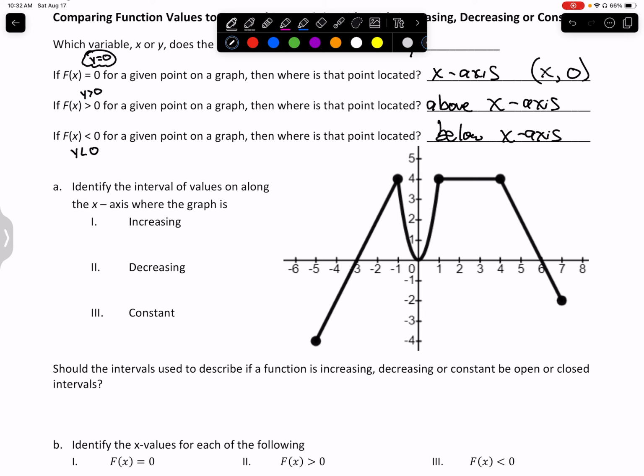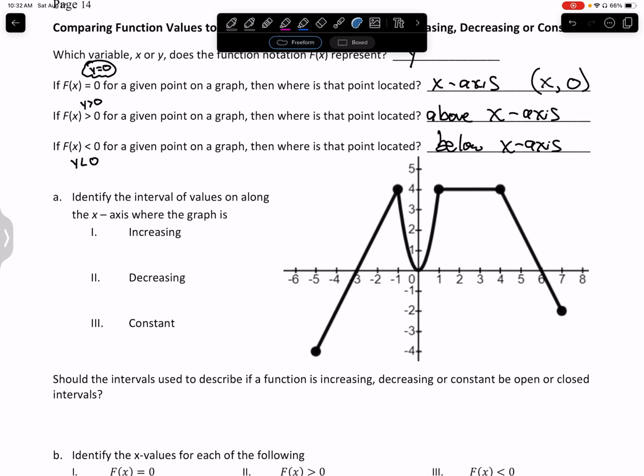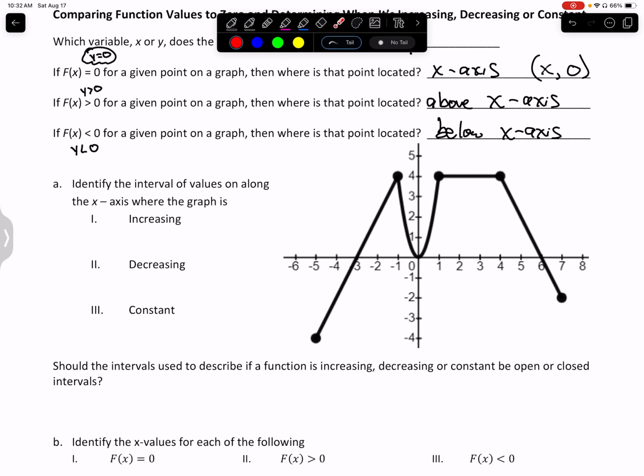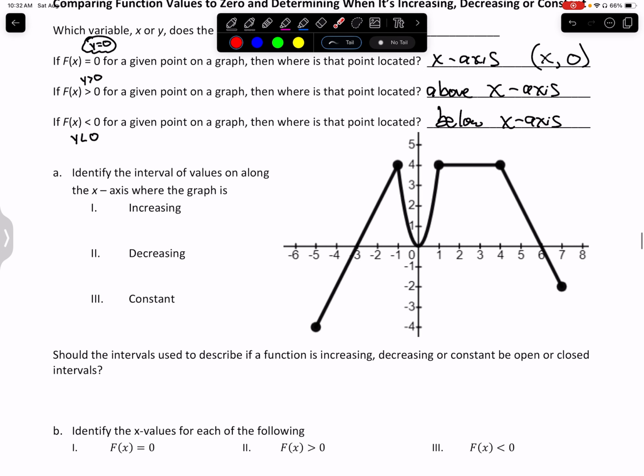This stuff may seem obvious, or it may be something you've never thought about before. Math deals with the obvious. That's what makes it difficult, ironically. All right, question A. Identify the intervals of values along the x-axis where the graph is, and we got 3 different situations: increasing, decreasing, and constant.